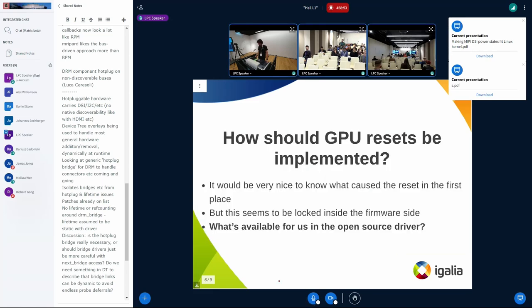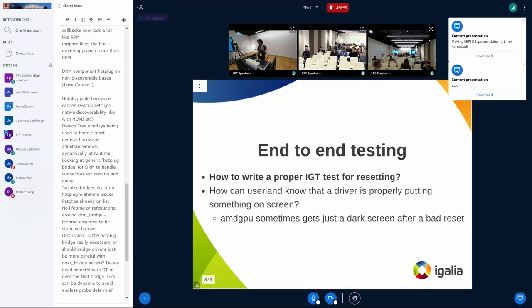Okay. So yes, we need a test for that. How is the proper way to get this test written? Because I couldn't figure out a way, from user land, to know that this driver is okay after the reset. What we see a lot on AMDGPU is that you just get a blank dark screen after a bad reset. So how can user land check for that?